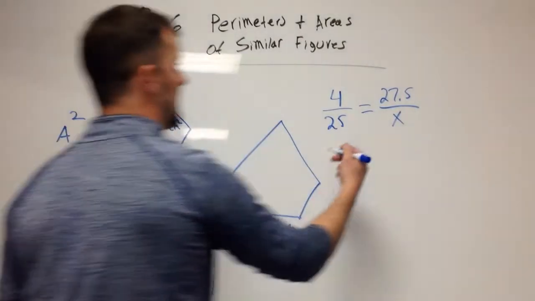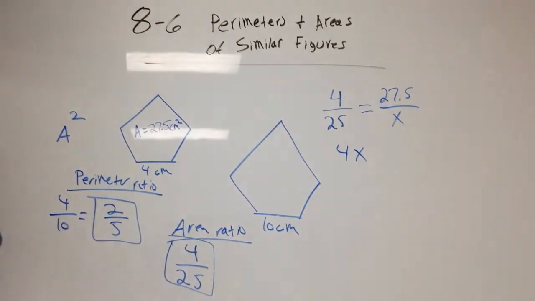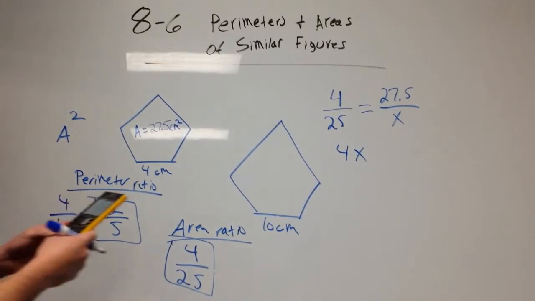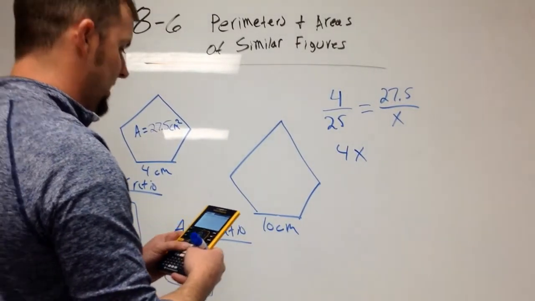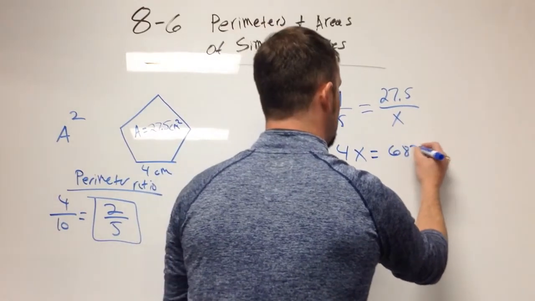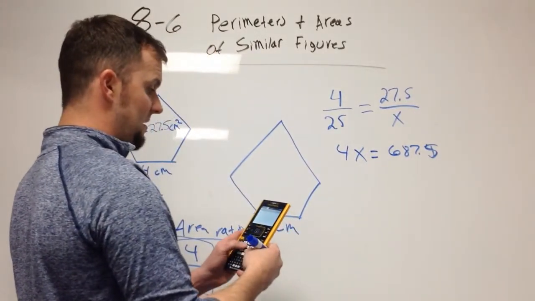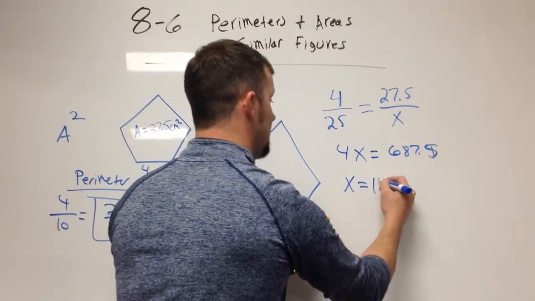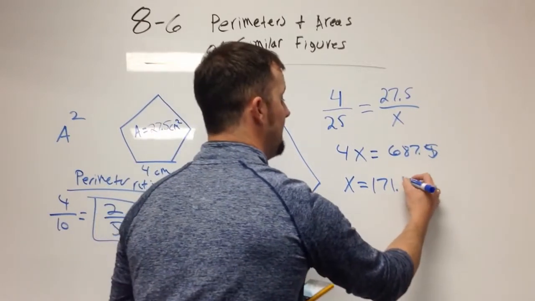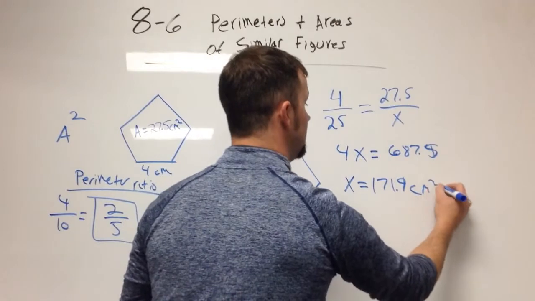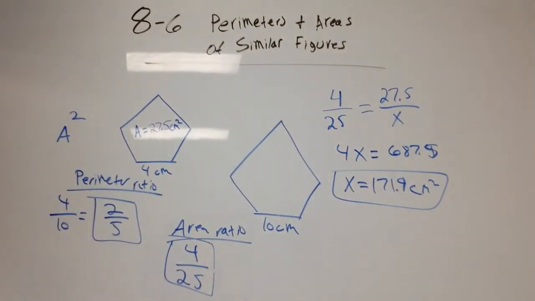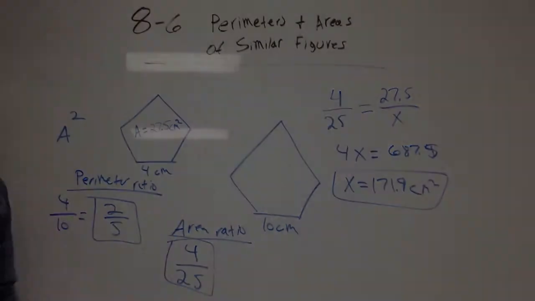So right now, 4 times x is going to be 4x, and then let me snag a calculator real quick. Okay. So then right here, 25 times 27.5 is going to be 687.5. Then all I have to do is divide by 4 on both sides. So divide by 4, and this is going to give me, x is going to be approximately 171.9, and it's going to be in centimeters squared. So ladies and gentlemen, this is how you can find the perimeter ratio, turn it into the area ratio, and then you can use that to find the area of your bigger figure.